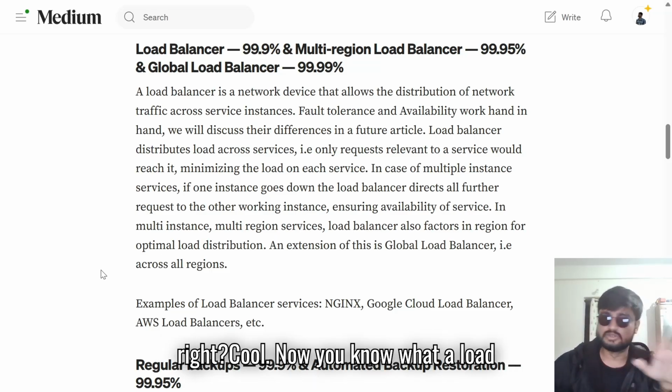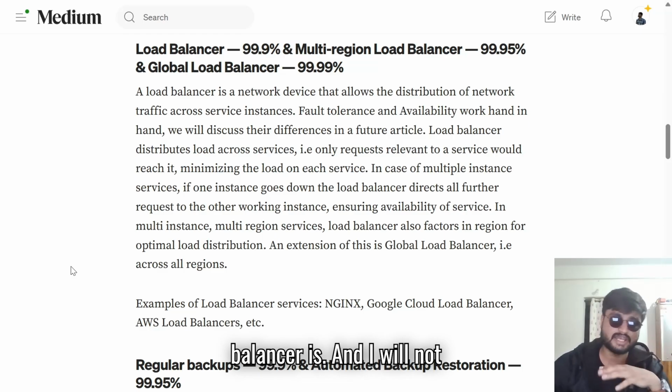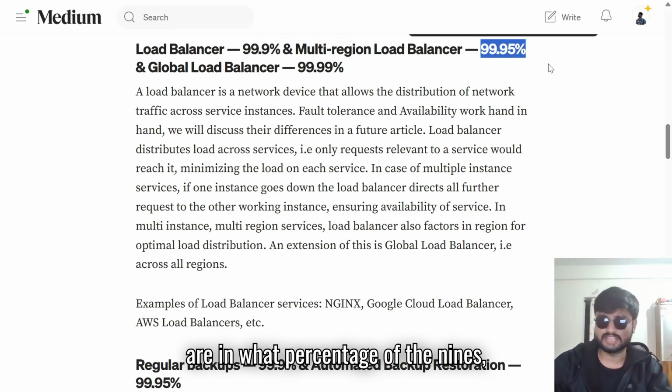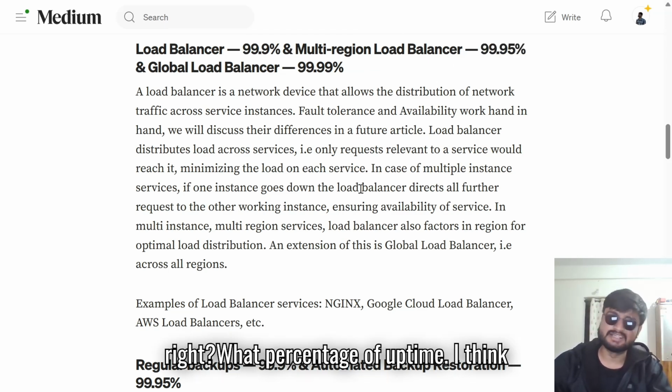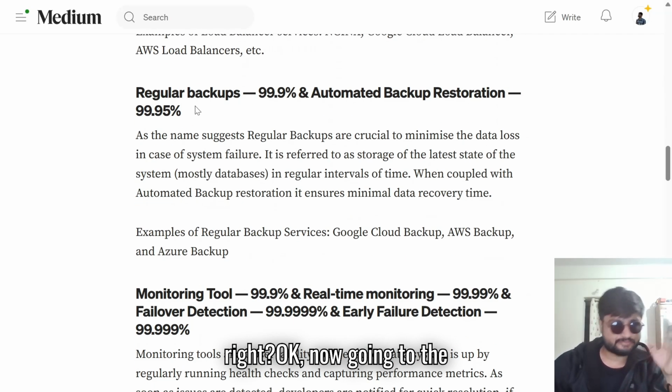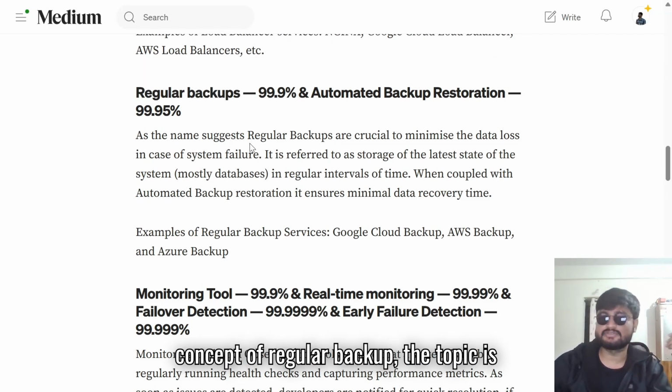Cool. Now you know what a load balancer is, and I will not discuss what steps of load balancers are in what percentage of the nines, what percentage of uptime. I think the table does talk about it enough. Okay. Now, going to the concept of regular backup.